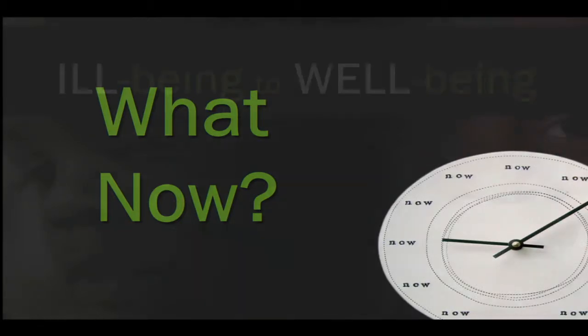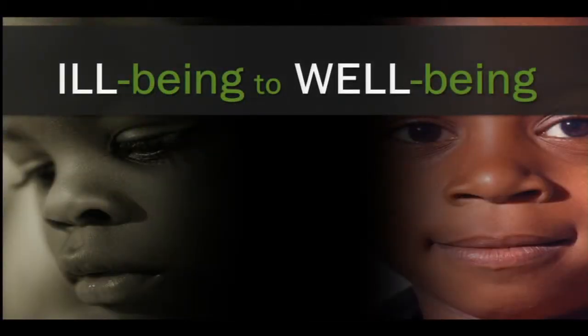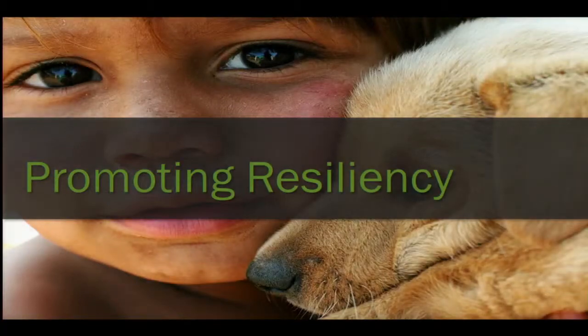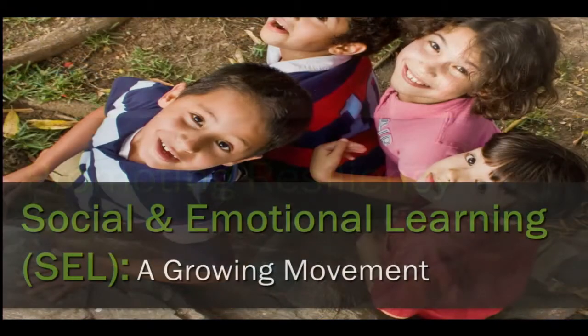What now can we do? Well, we really need to move from ill-being to well-being. And well-being doesn't just mean absence of ill-being. It means flourishing and thriving, and how we need to think about what are the conditions to promote those positive human characteristics of happiness and joy and really promoting resiliency.